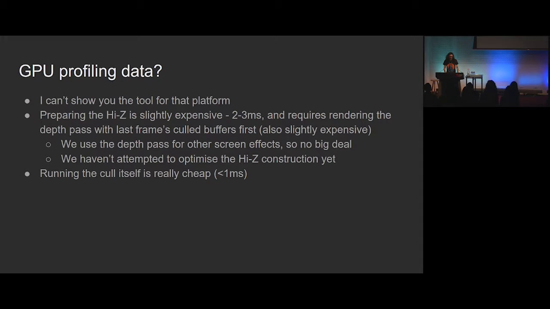But yeah, because we use our depth pass for our image effects and that kind of stuff, I'm actually not too bothered that it's being based off that. And we haven't actually attempted to optimize the high Z shader we got yet. We're using something fairly off the shelf for that. And the cull itself is actually super cheap. We're less than a millisecond to cull the thousands of objects in this game. So that was a really nice result to see.